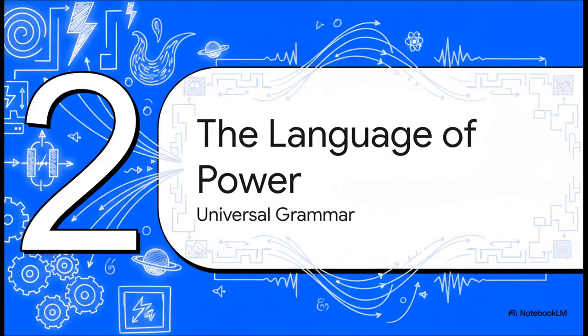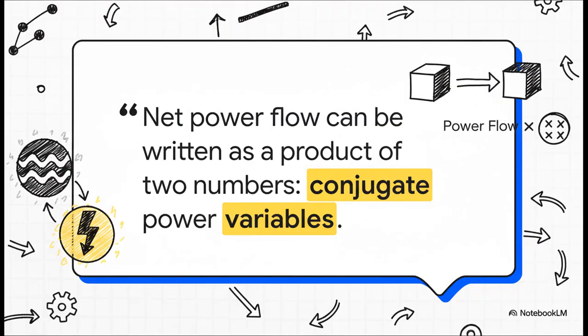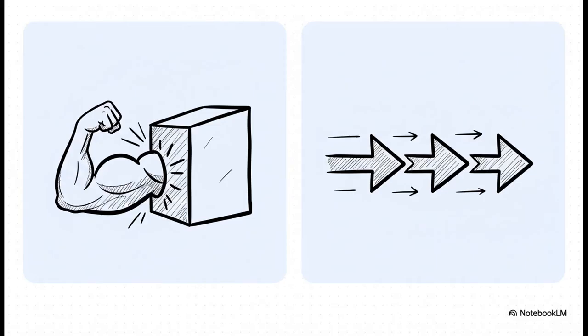Now, for this whole idea to work across different kinds of physics, we're going to need a common language, a universal grammar for talking about energy. And this is where the magic happens. The core insight is this. It turns out that any time energy flows from one thing to another, that power flow can be described as the product of just two numbers. We call these conjugate power variables. So what are they? We call them effort and flow.